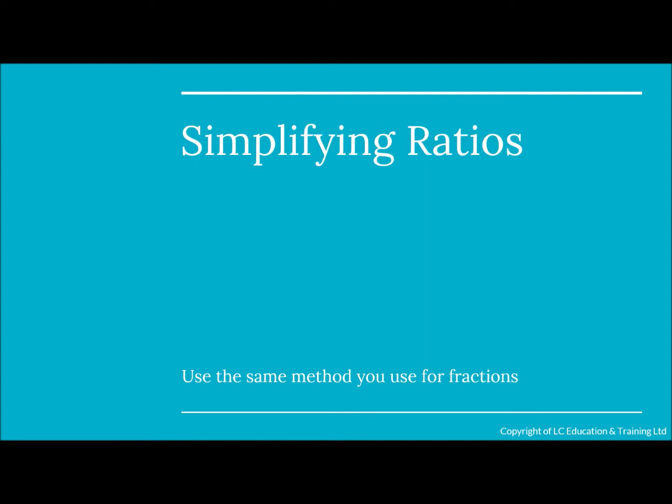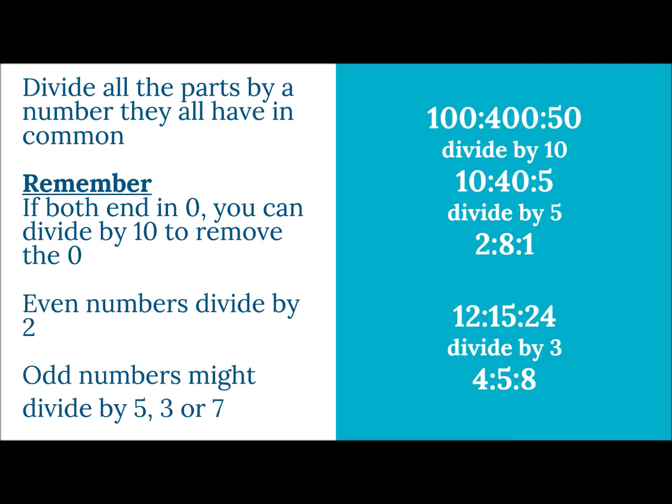Thinking about the methodology for fractions when we simplified them, you can do the same for ratios, and often it's useful to be able to simplify a ratio to express it in its simplest form. So that means dividing all the parts within the ratio by a number they all have in common. A couple of top tips. If both the parts or all of the parts end in a 0, you can divide by 10 to remove that 0, which is just crossing the zeros off. Even numbers will always divide by 2. Odd numbers, try 5, 3 or 7. And hopefully that should cover a little bit of everything in order for you to simplify your ratios.